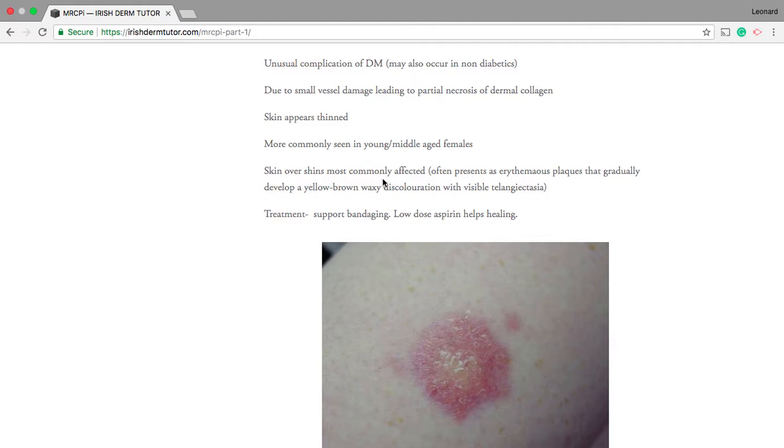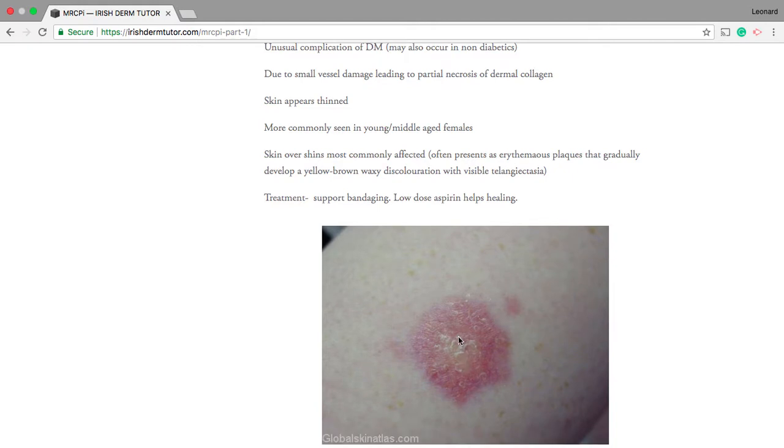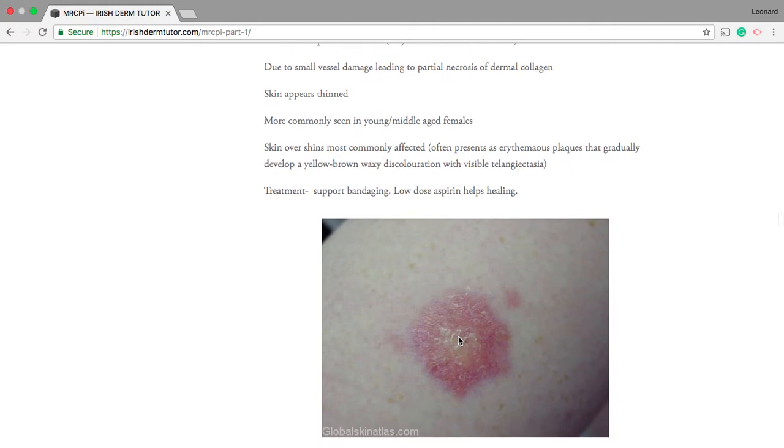So it often occurs over the shins, and it often initially presents as an erythematous plaque that gradually develops a waxy, kind of yellow-brown discoloration, and oftentimes you can see visible telangiectasia scattered throughout, although that's not too clear here. And even on occasion, it can sometimes ulcerate due to the thinning of the skin. And treatment is simply with support bandaging, and you may consider low-dose aspirin, which can help with the healing.